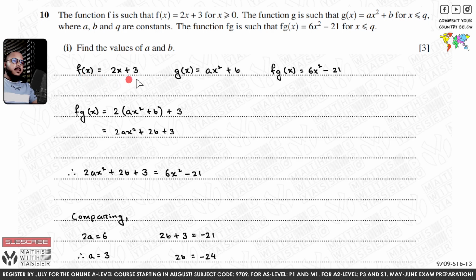So these are the equations. For the composite function, if we use these two functions and form the composite function, g of x must be substituted into f of x. So it will be 2(ax squared plus b) plus 3. That gives us 2ax squared plus 2b plus 3. According to the question, the composite function we got must be equal to the composite function they have provided us with. So let's now compare these two equations.